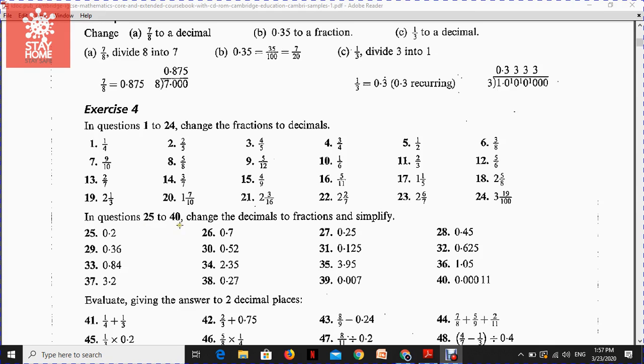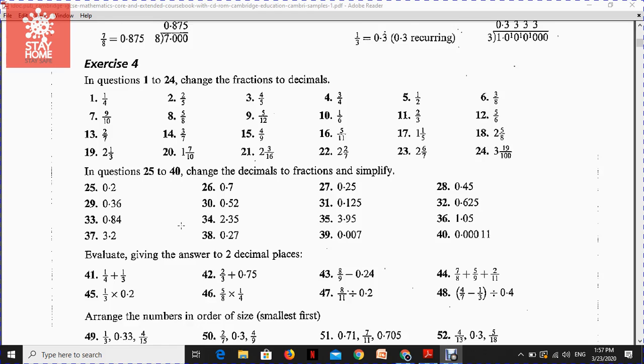Question number 25 to 40, change the decimals to the fraction and simplify. Very simple. Under the decimal write 1, and after the decimal the values. 0.2 will be 2 over 10, it will be 7 over 10, it will be 25 over 100, it will be 45 over 100, it will be 36 over 100, like this. Now this 2.35 will be in the mixed number, 2 and 35 over 100 will be the answer.